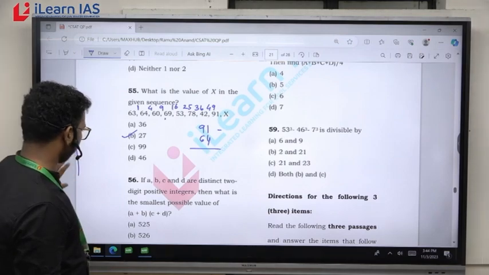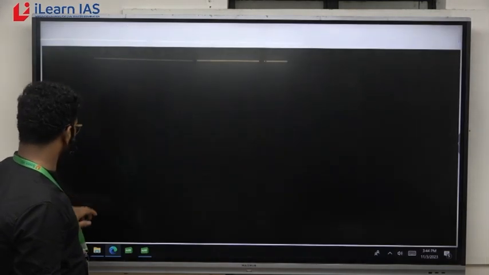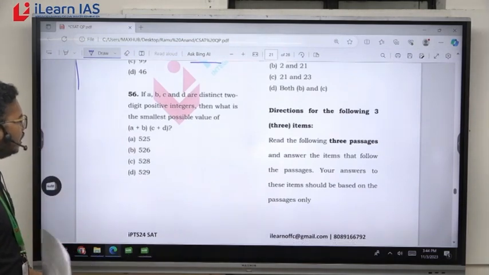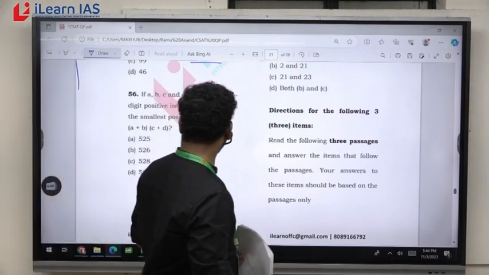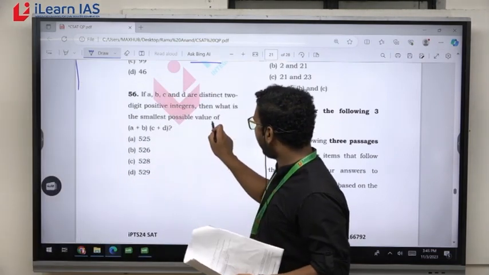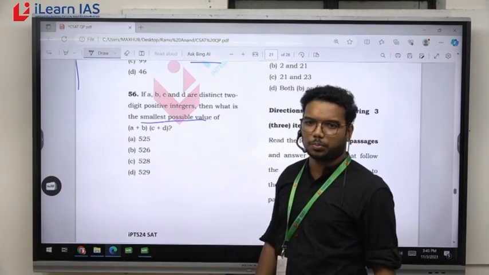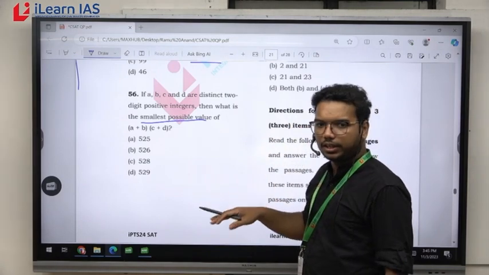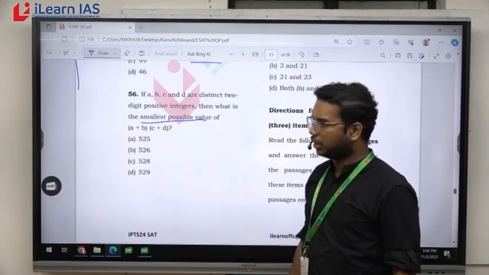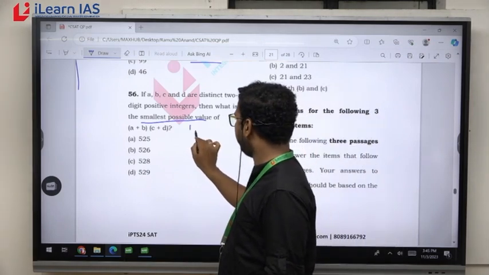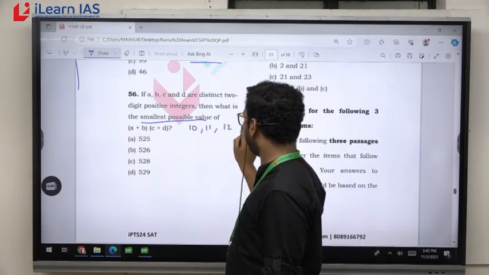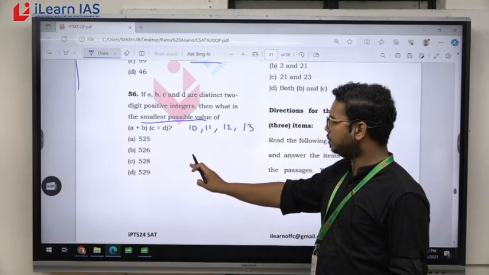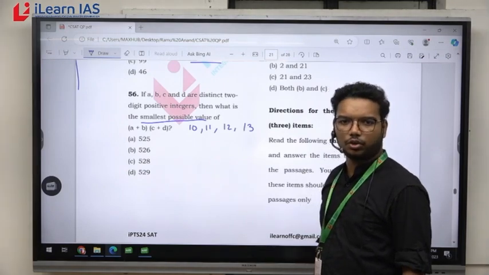Next. If A, B, C, D are distinct two-digit positive numbers, then what is the smallest possible value? To find the smallest possible value, what should we do? We need to take the smallest numbers. The smallest two-digit positive integers are 10, 11, 12 and 13. We can check whether we get the answer by rearranging them differently.